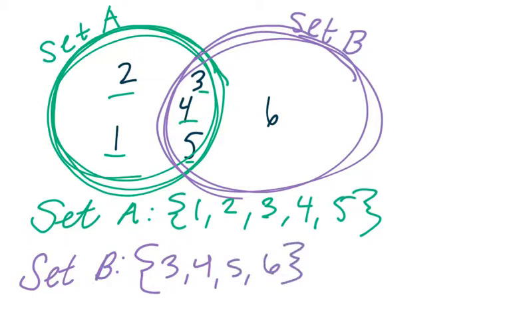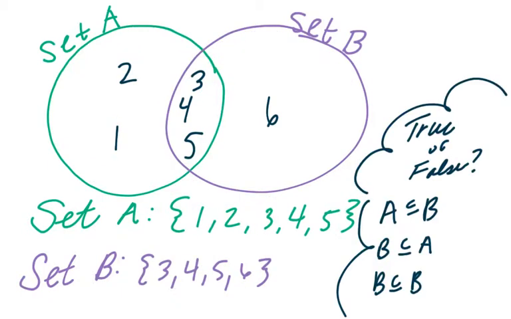Okay, this is a Venn diagram as you're probably used to seeing in other classes. Things that are shared by both groups are in the middle. Everything that's in the green circle counts for set A. Everything in the purple circle counts for set B. So let's answer some true or false questions about this.